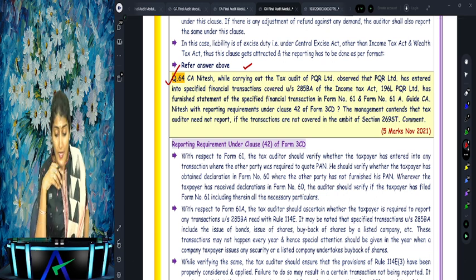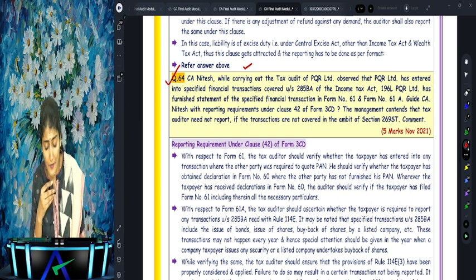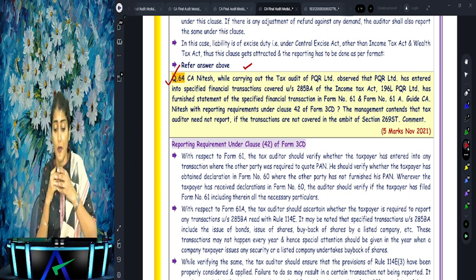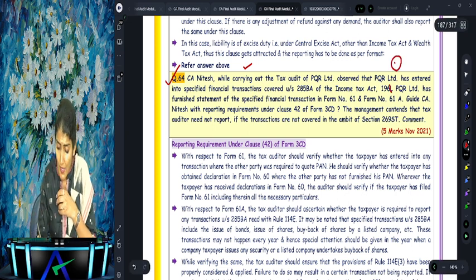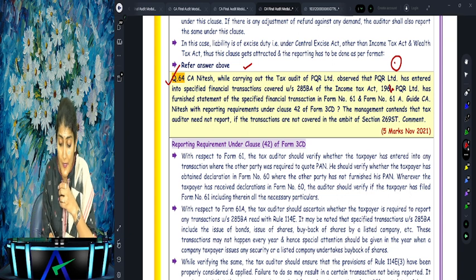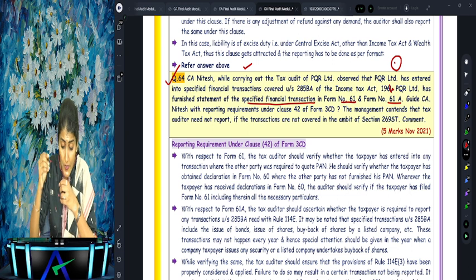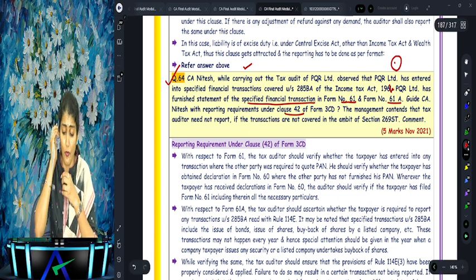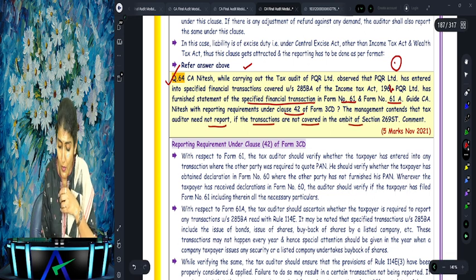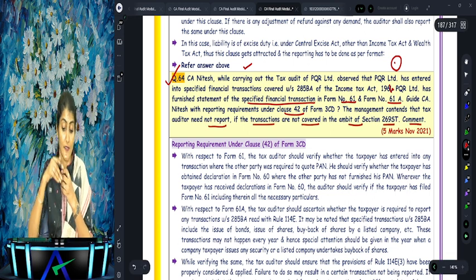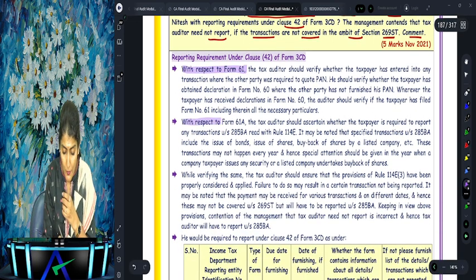So question number 64. CA Nitesh, while carrying out the tax audit of PQR, observes that PQR has entered into specified financial transactions covered under 285BA of the Income Tax Act 1961. Okay, PQR Limited has furnished statement of the specified financial transactions in Form 61, 61A. Guide CA Nitesh with reporting requirements under clause 42 of Form 3CD. The management contends that the tax auditor need not report if the transactions are not covered in the ambit of 269ST. Right, so what does it say? With respect to Form 61 and then with respect to Form 61A.